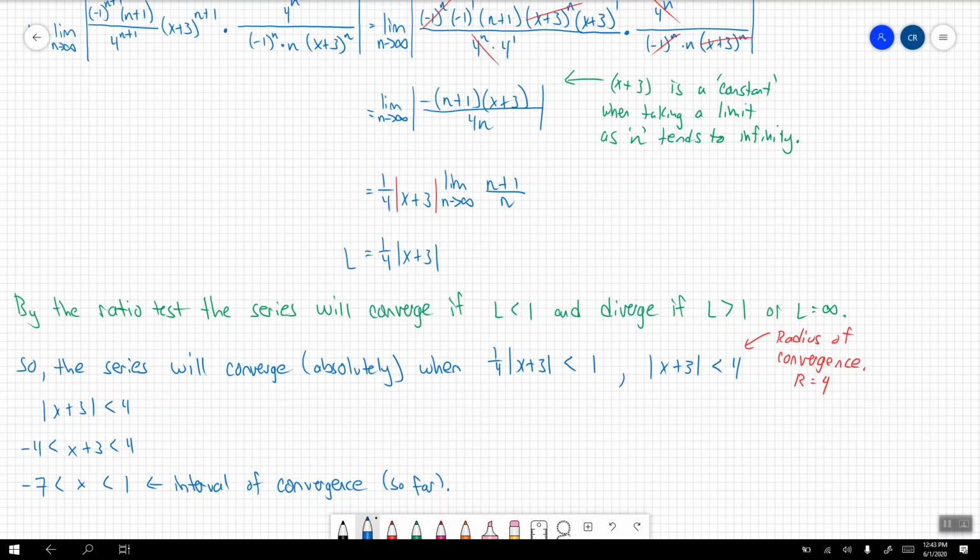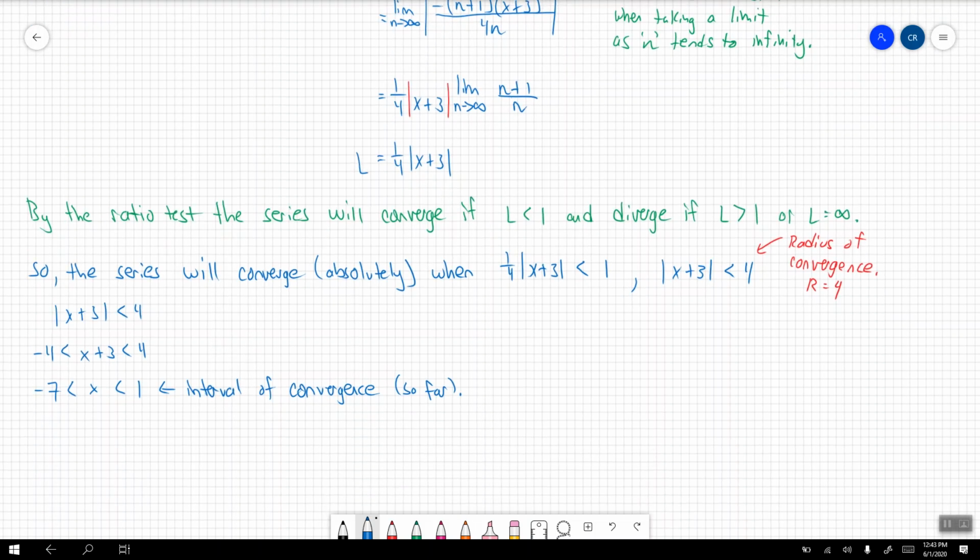Well, there's one more outcome for the ratio test. What's the final outcome for the ratio test? If L is less than 1, the series will converge. If L is greater than 1 or tends to infinity, then the series will diverge. But what happens if L is equal to 1? Well, if L is equal to 1, then what we actually get is the endpoints. Now, check this out. What would happen here if I were to say L is equal to 1?